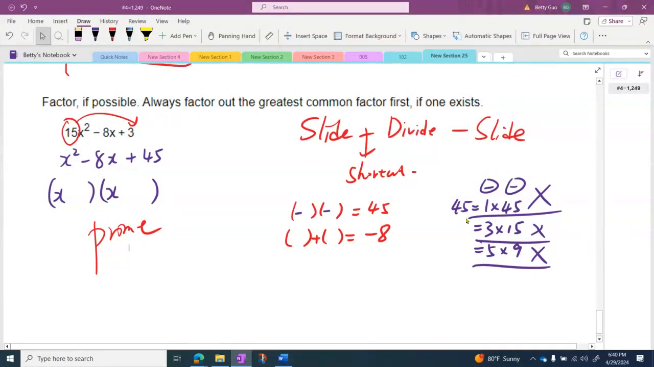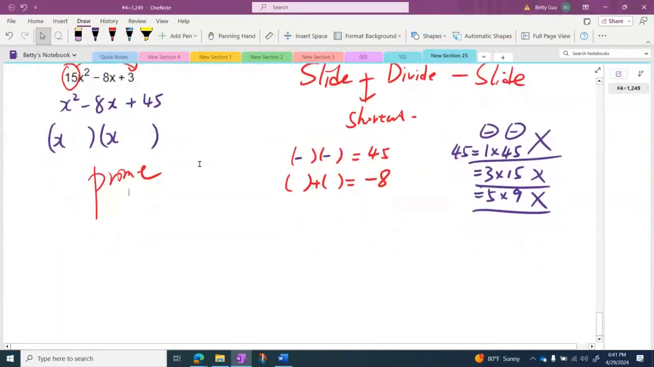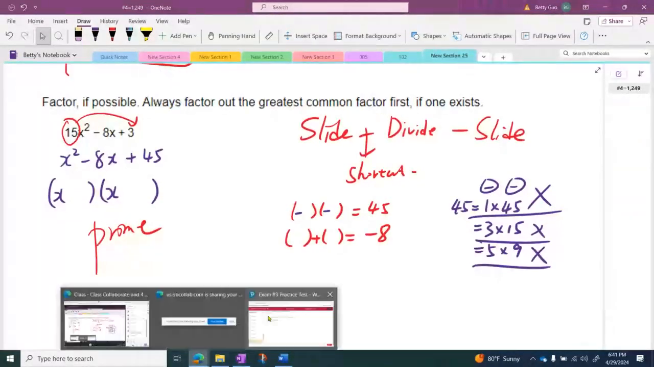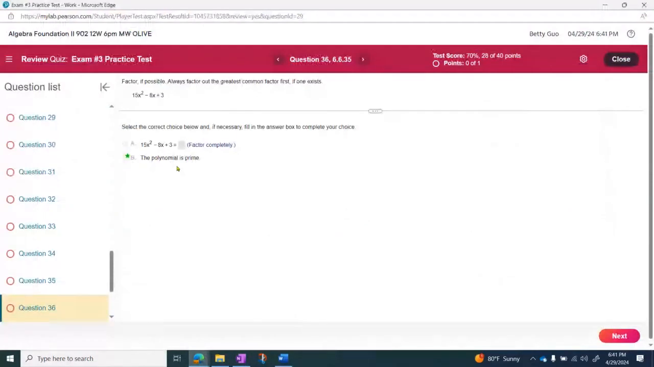When we run out of cases and all the possibilities don't work, we only have 3 ways to factor 45, but none of them add up to -8. So when this happens, the trinomial is not factorable. So we just need to choose B, the polynomial is prime. Next.